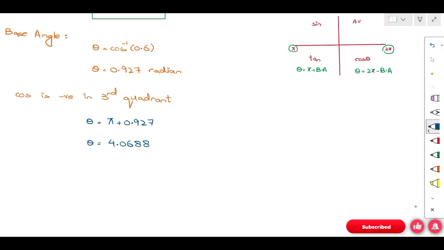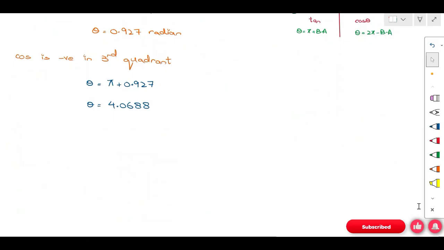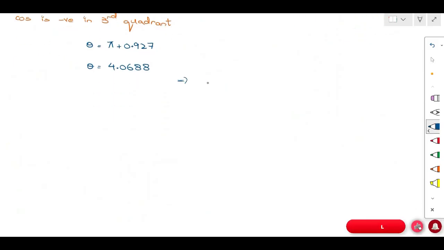4.0688. Okay, now the question is to give the answer in three significant figures. What is the theta value in three significant figures? Theta equals 4.0. This is the first significant figure, second significant figure, this is the third significant figure. Now the next digit is 8, so we need to add 1 and 6, it becomes 7. This is the answer in three significant figures. So this is the value of theta.